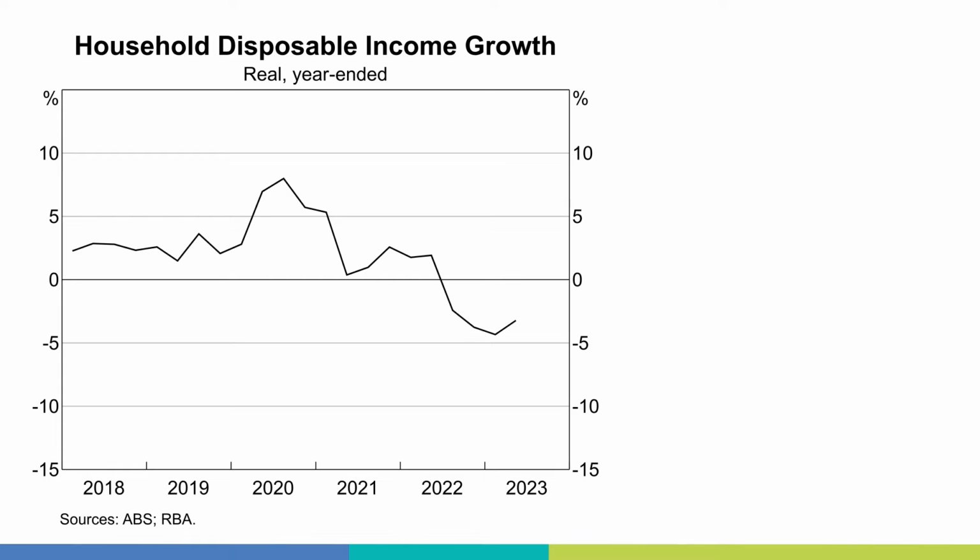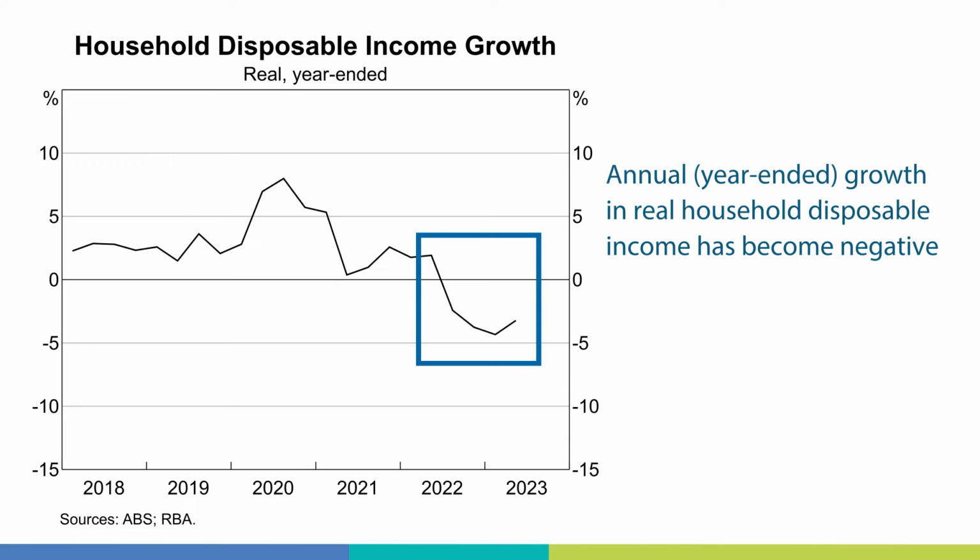So what are the key factors in the slowing economic growth rates? Cost of living pressures, including the cumulative effect of increases in interest rates since May 2022, have been weighing on people's real incomes. Let's have a closer look at household incomes. Household disposable income, the black line, refers to income that's available for spending after deducting tax and interest payments. Annual growth in real household disposable income has been declining since mid-2022 and has become negative.